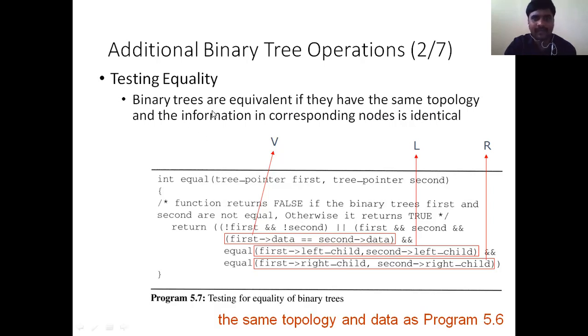Binary trees are equivalent if they have the same topology and the information in corresponding nodes is identical: the same topology and data. Program 5.6 shows how the testing equality is performed.